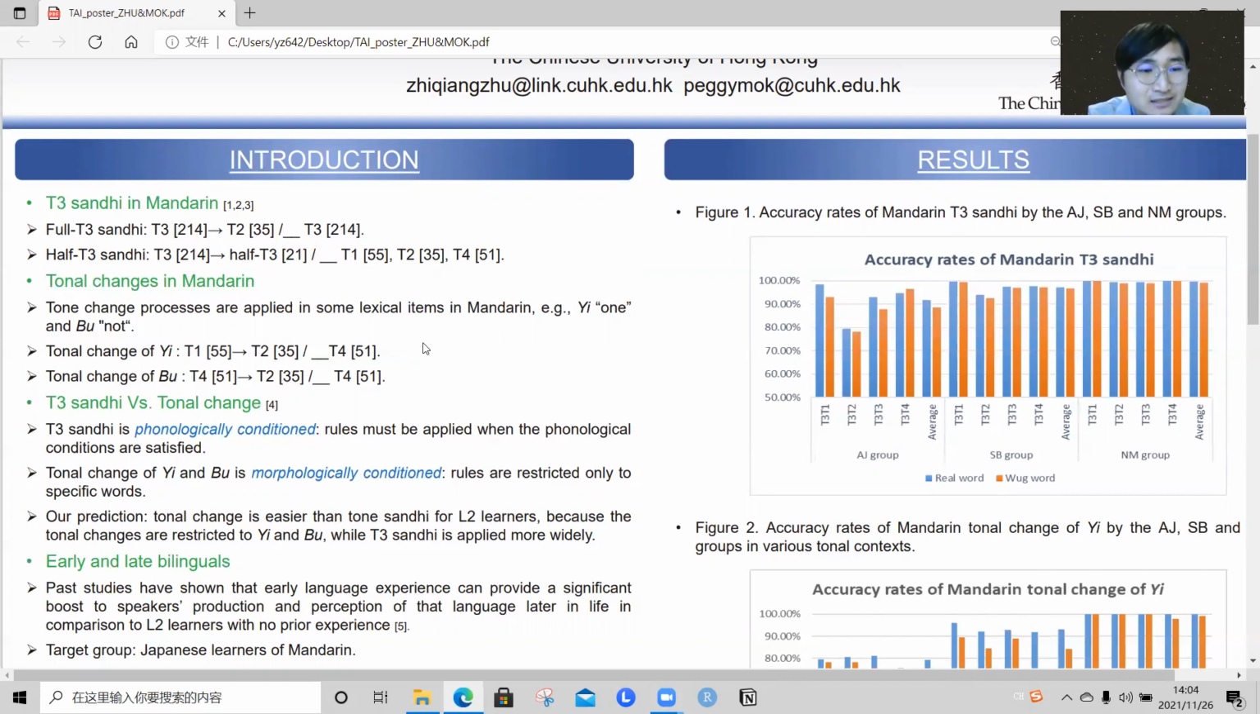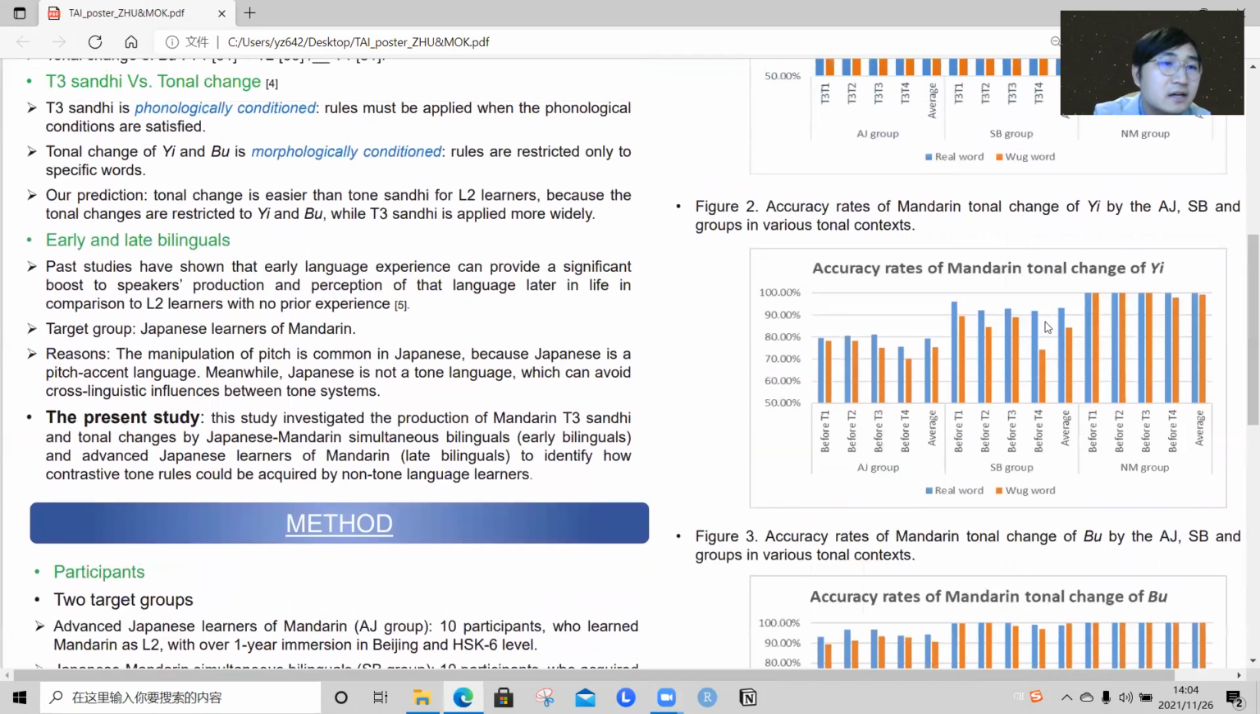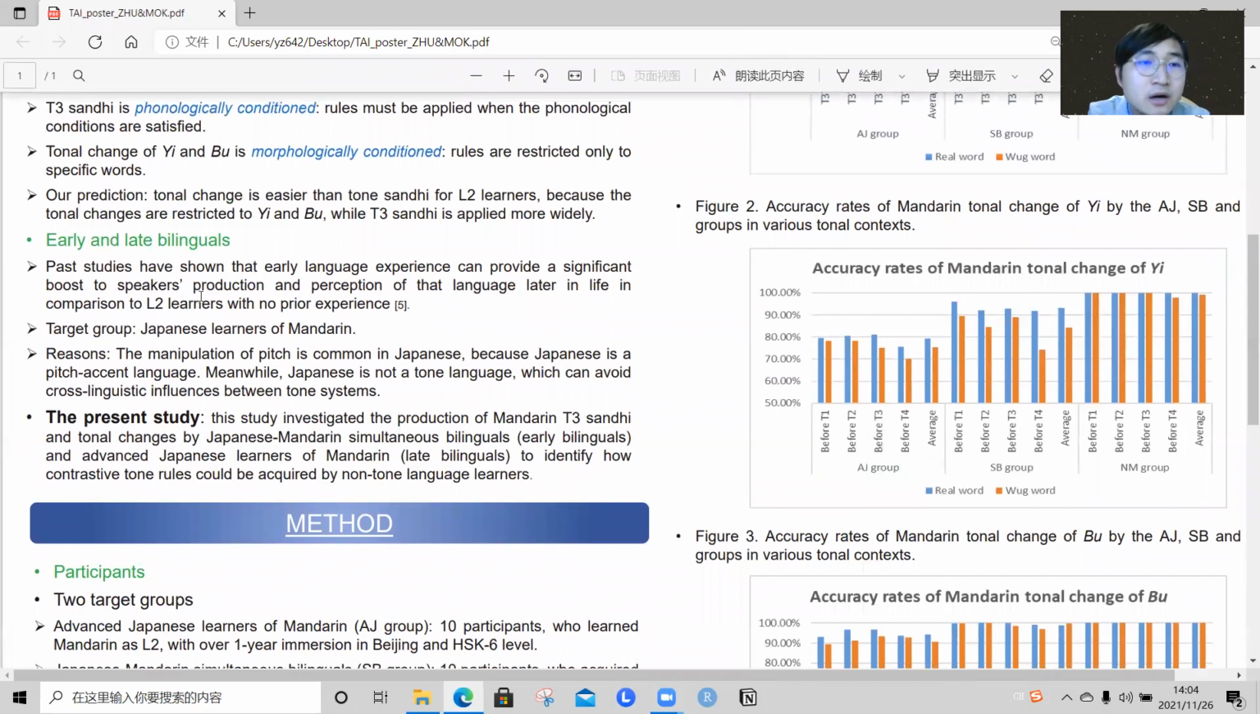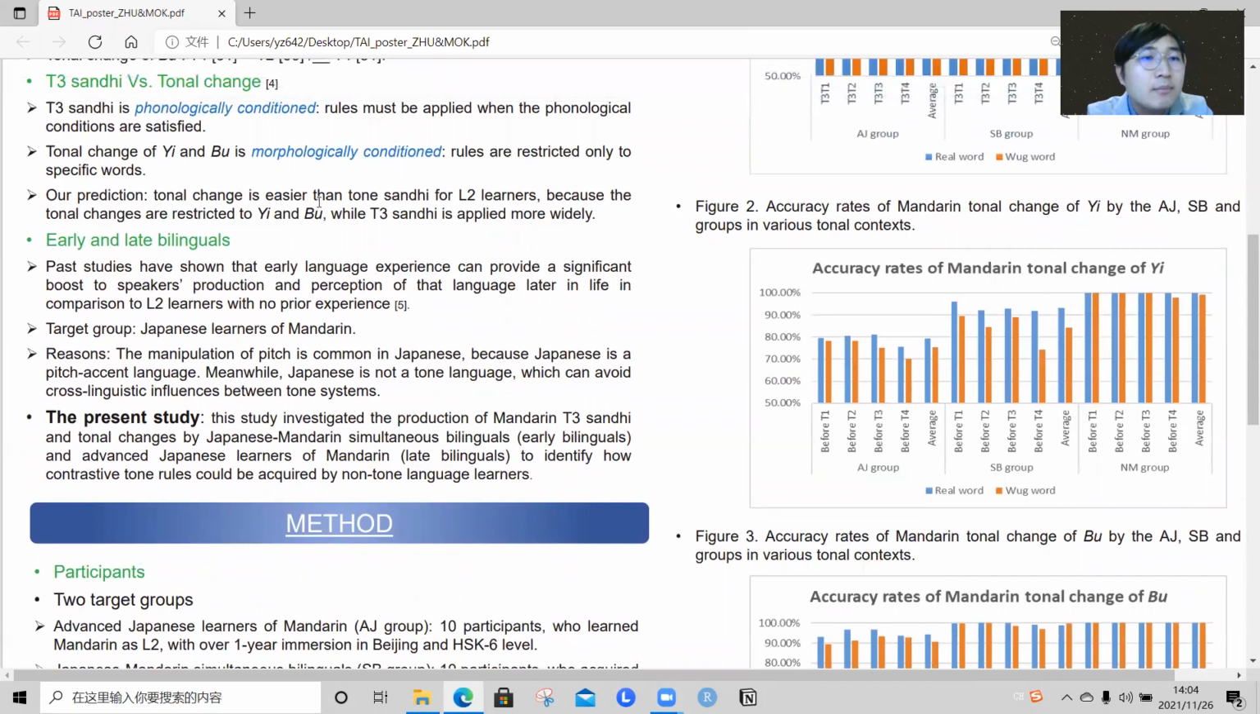Our prediction is that tonal change is easier than tone sandhi for L2 learners because the tonal change is restricted to yi and bu, while tone 3 sandhi is applied more widely. Another focus of this study is the comparison between early and late bilinguals. Past studies have shown that early language experience can provide a significant boost to speakers' production and perception.